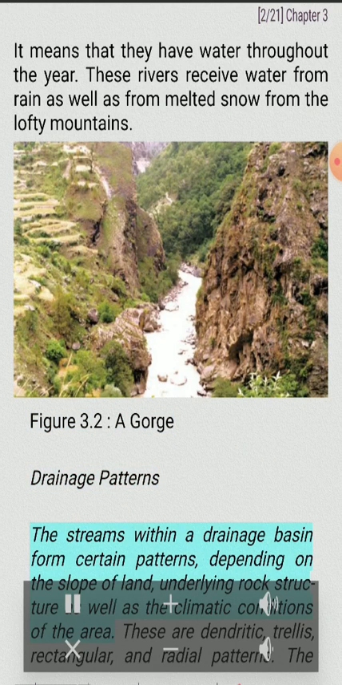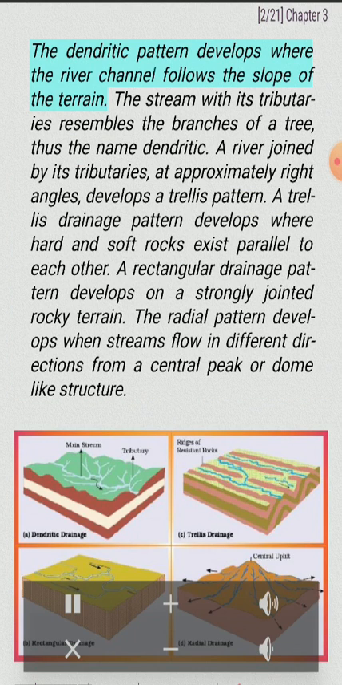Drainage patterns. The streams within a drainage basin form certain patterns, depending on the slope of land, underlying rock structure as well as the climatic conditions of the area. These are dendritic, trellis, rectangular, and radial patterns. The dendritic pattern develops where the river channel follows the slope of the terrain. The stream with its tributaries resembles the branches of a tree, thus the name dendritic.